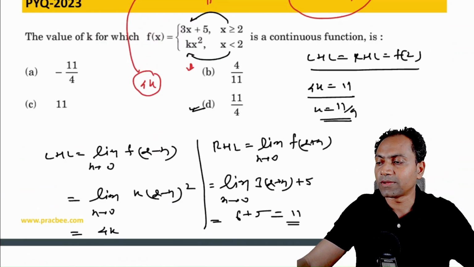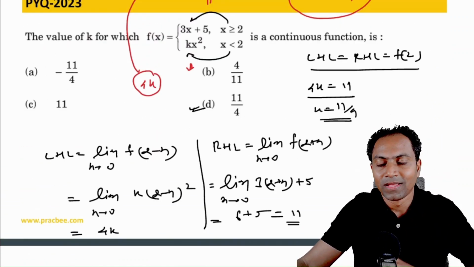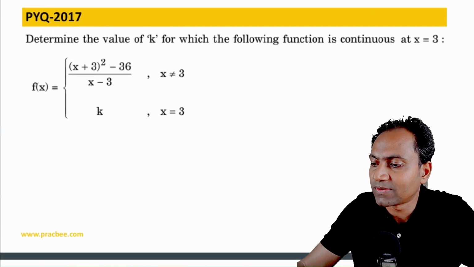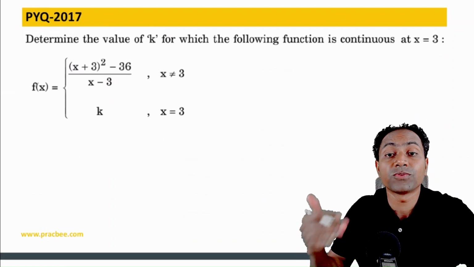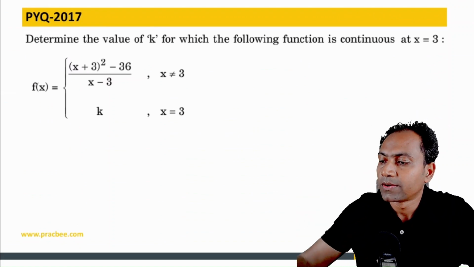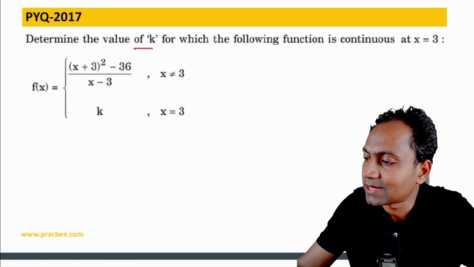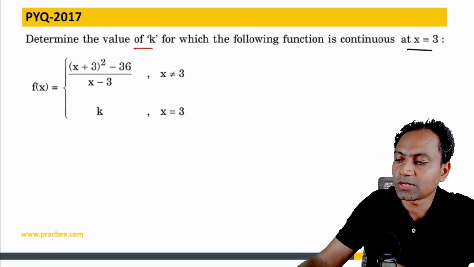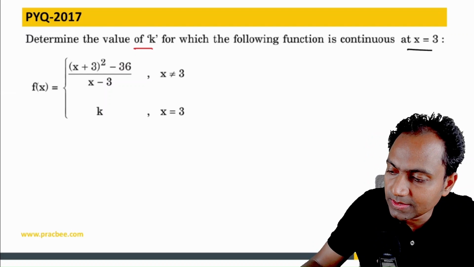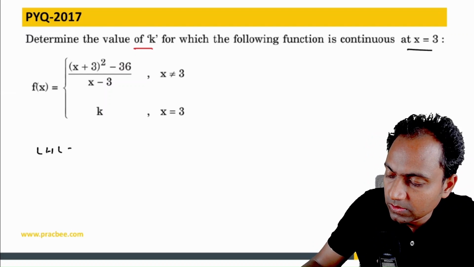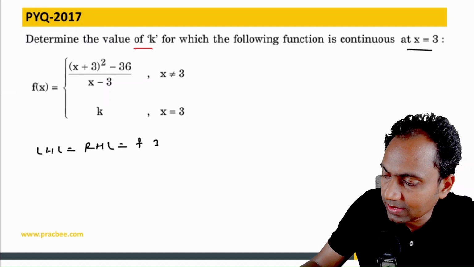If you want a subjective approach, this is a subjective approach. Now if I look into another question of 2017, this is a subjective question, so I will have to use the subjective approach to solve it. It talks about the value of k for which the following function is continuous at x equal to 3. Now what is the condition of continuity? It says that LHL should be equal to RHL, should be equal to the value of the function at that point.